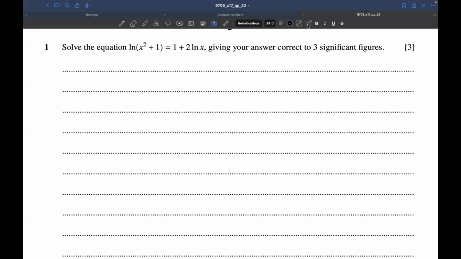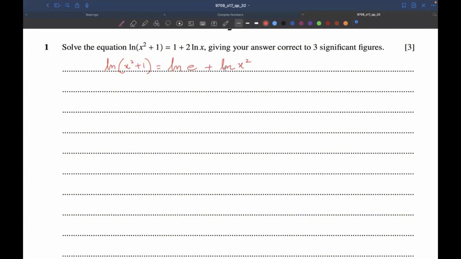In question 1, it says solve the equation ln of (x squared plus 1) equals 1 plus 2 ln of x, giving your answer correct to three significant figures. In the first step, we'll write 1 also in terms of ln. We know that ln of e is 1, so we can write ln of (x squared plus 1) equals ln of e plus ln of, and we can bring the 2 over and make it a power of x.